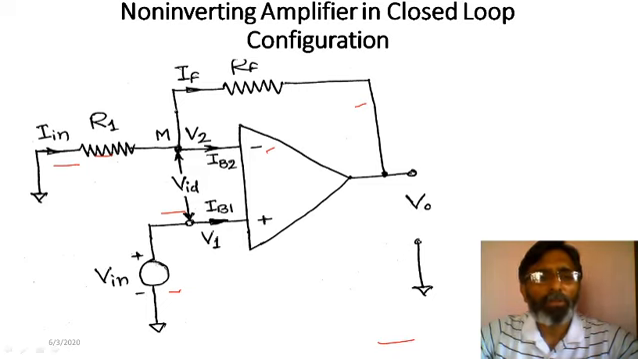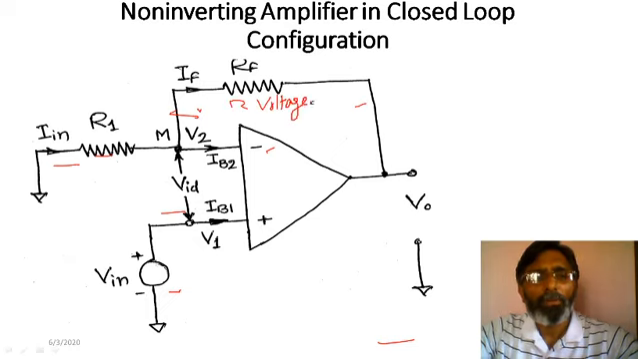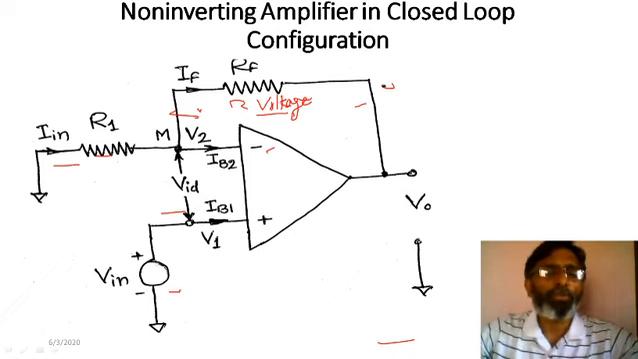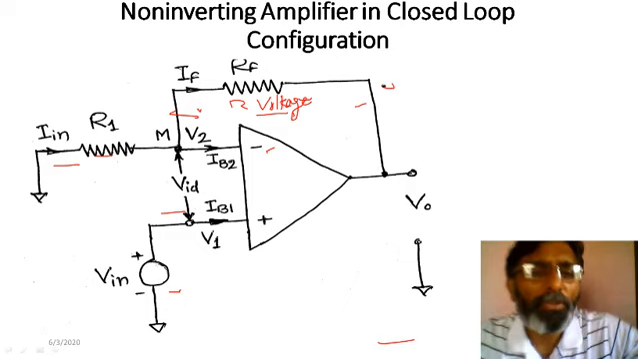This particular circuit uses voltage series feedback. Now there is a problem in writing with the pen, so no problem. So this is a voltage series feedback. Now next we will see how it works.